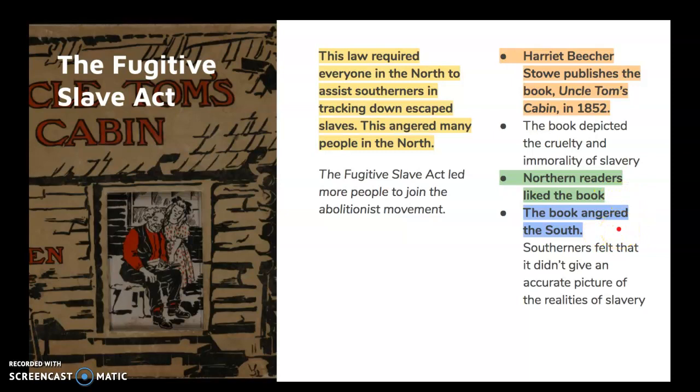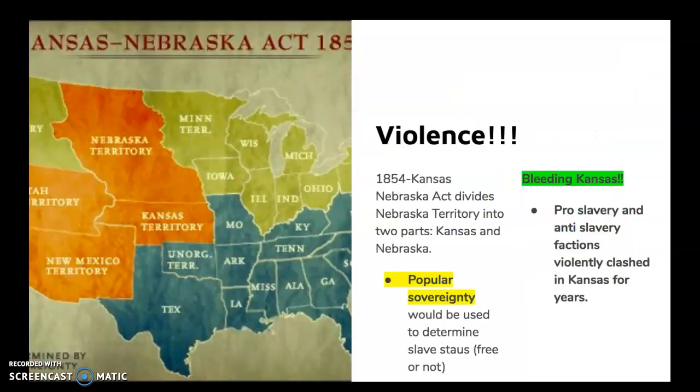You see another division along sectional lines, disagreements between North and South. And Southerners felt like it didn't give an accurate picture of the realities of slavery. Southerners a lot of times tried to cover up the savagery of slavery by saying, oh, it was good. We gave African Americans, the slaves, we gave them civilization and religion, and they were pretty happy to be there, all of which is not true, of course.